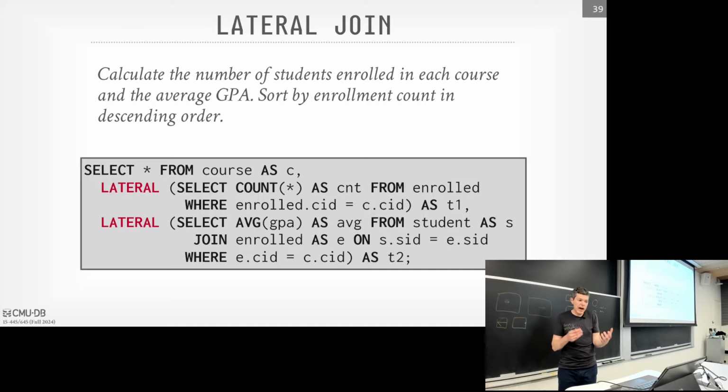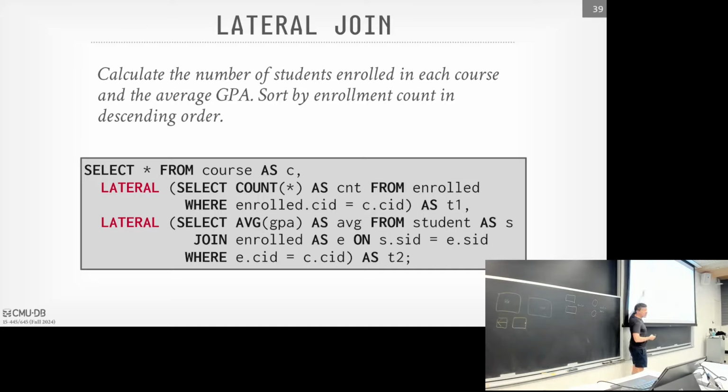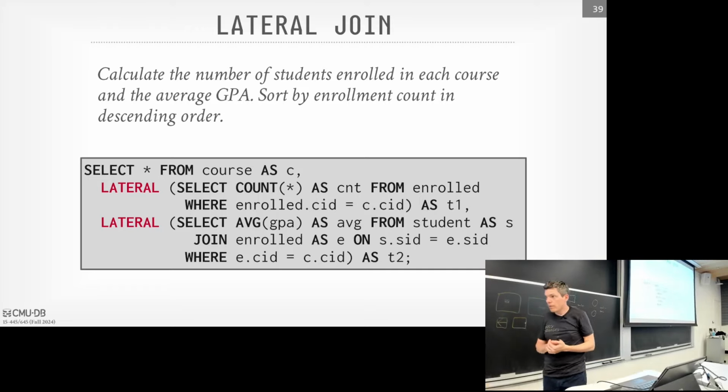But the lateral join is specifying that this first part has to get executed before this one does, at least conceptually, to produce my result. But again, the data system could just rewrite it to be joins. But you don't know, you don't care. They're doing the same thing.